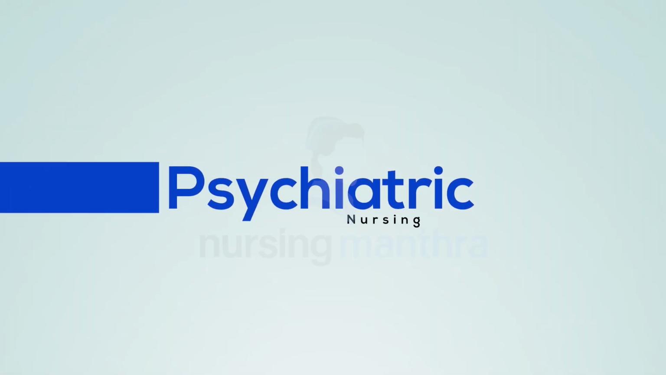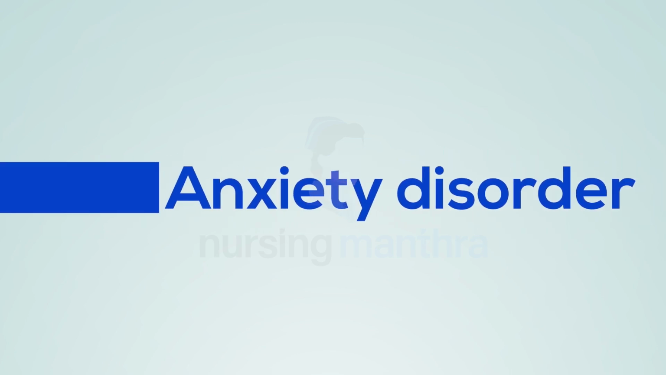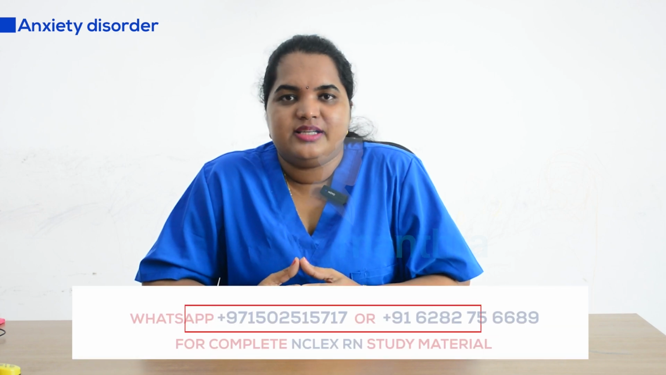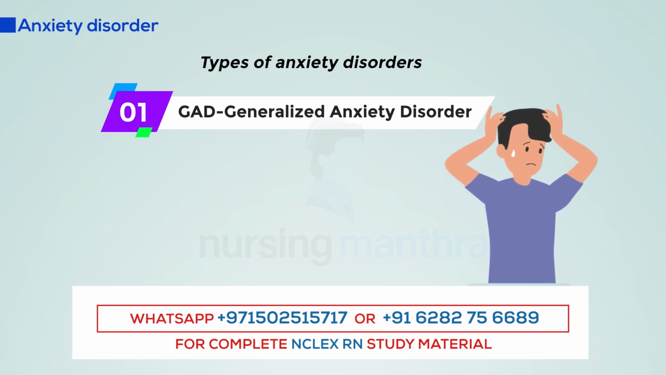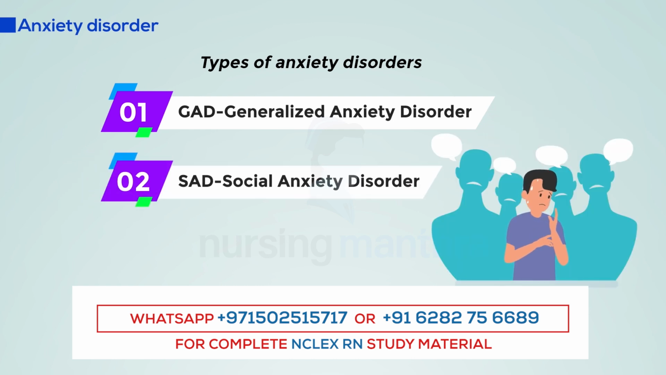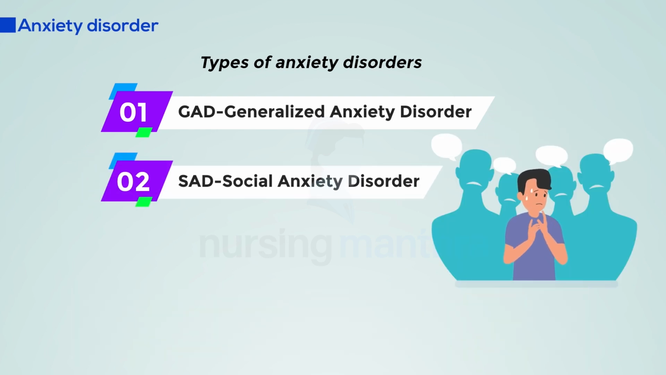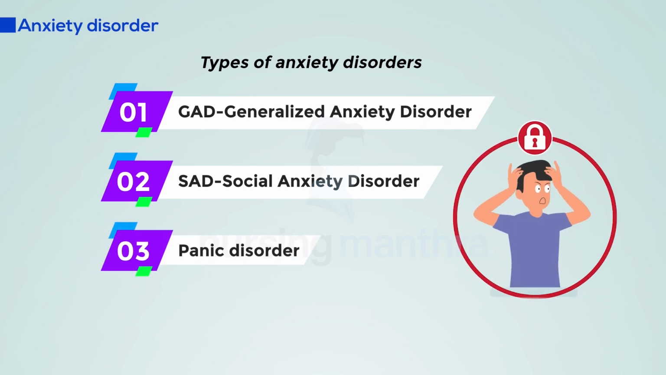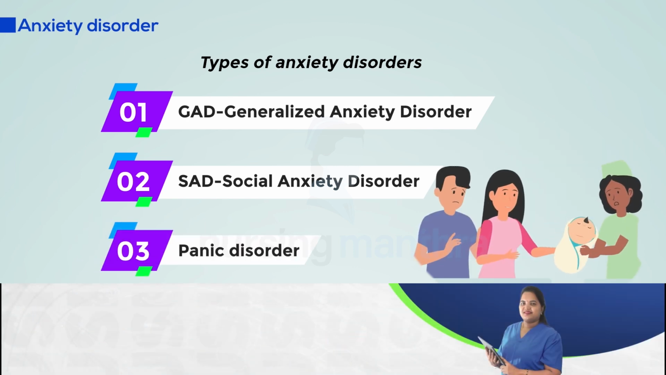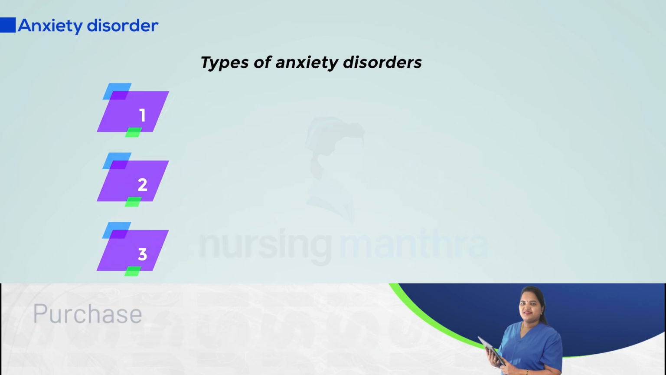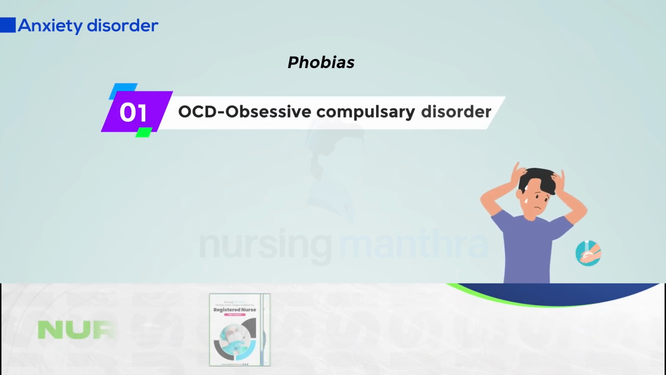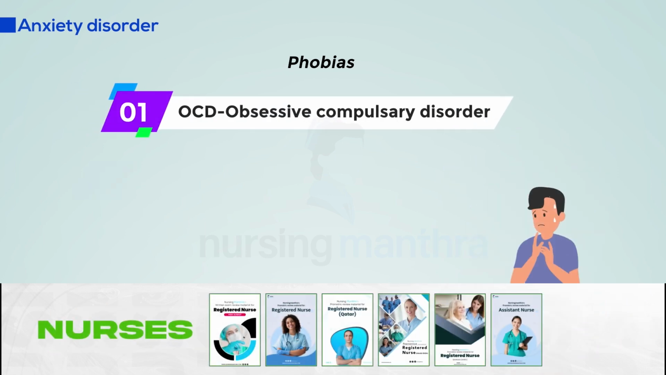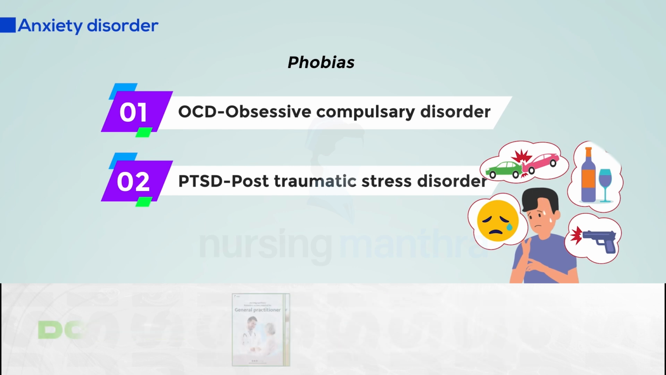Today we will discuss a psychiatric related topic, that is anxiety disorder. Now we can see the types of anxiety disorders. GAD, generalized anxiety disorder. SAD, social anxiety disorder. Panic disorder and separation anxiety. Then there will be phobias, that also comes under anxiety. In phobias, OCD, obsessive compulsive disorder, and PTSD, post-traumatic stress disorder will be there.